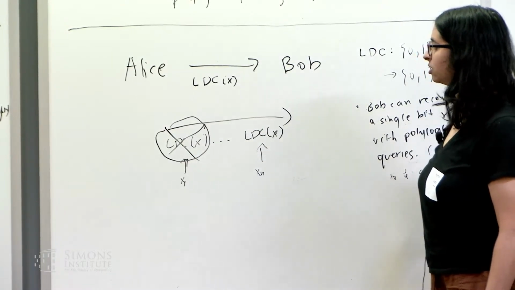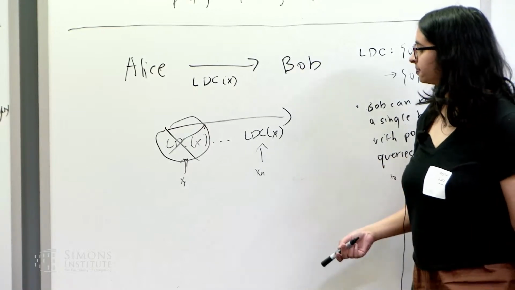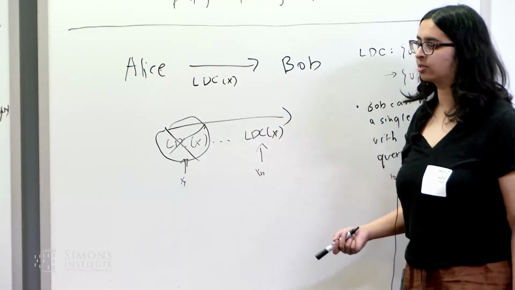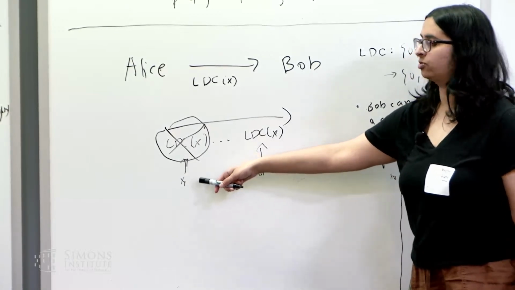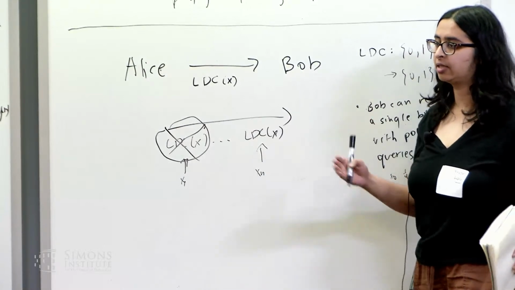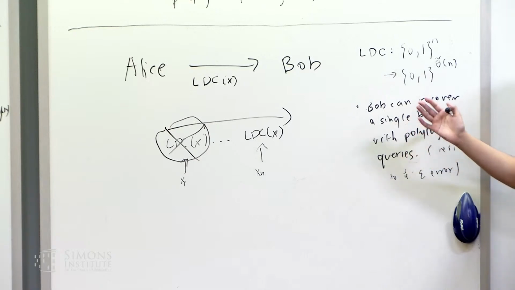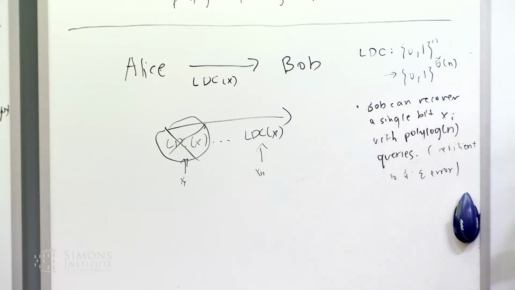So the main thing we're going to try to do with our construction is get around this issue, so that Bob will actually be able to recover all of the xi's on average correctly, instead of only being able to recover half of them correctly. But we're still going to use copies of LDC as our base construction.